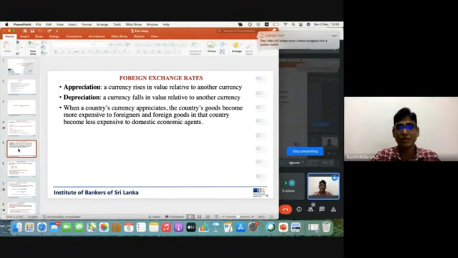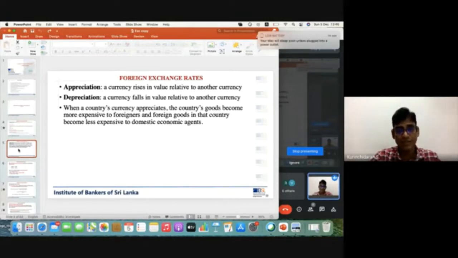What's the impact? When a currency appreciates, that country's goods become expensive, right? If the Sri Lankan currency appreciates, our goods might be very expensive for foreign countries. And also the foreign product may be less expensive for the domestic economic agent, right? So a country should be very vigilant to see whether the local currency appreciates or depreciates. We should have more understanding of that, because even local exporters from the Sri Lankan perspective are affected.